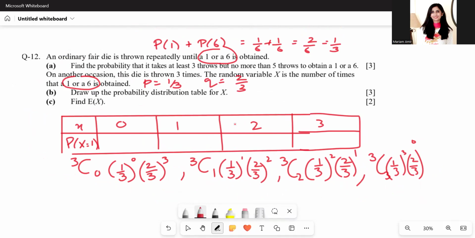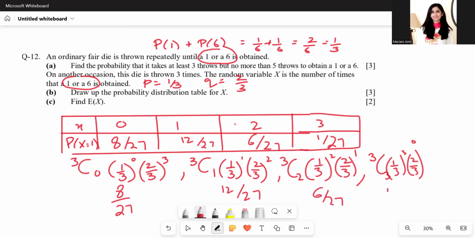Okay, so for 0, we're going to get 8 by 27. So we write that here. For 1, we're going to get 12 by 27. For 2, we're going to get 6 by 27. And for 3, we're going to get 1 by 27. Okay. That's our probability distribution table.